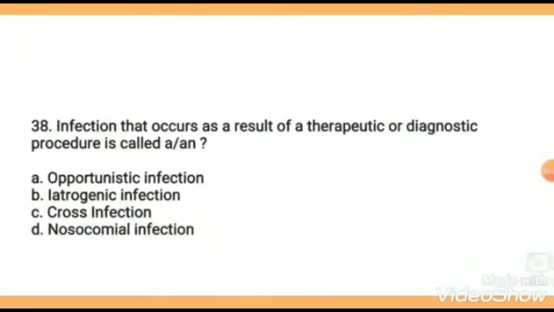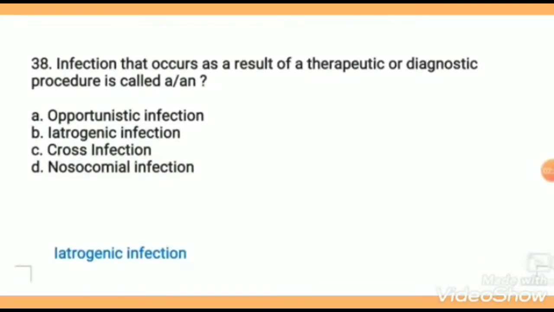Infection that occurs as a result of a therapeutic or diagnostic procedure is called an opportunistic infection, iatrogenic infection, cross infection, or nosocomial infection? So, the correct answer: infection that occurs as a result of a therapeutic or diagnostic procedure is called iatrogenic infection. Next question.